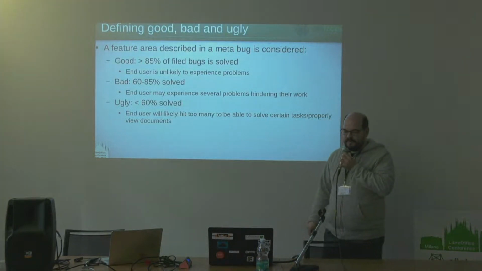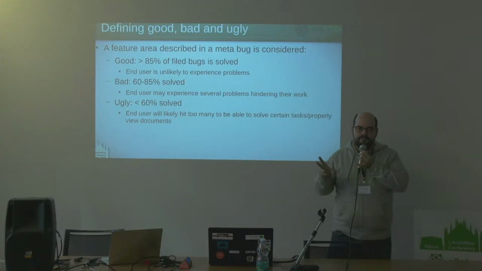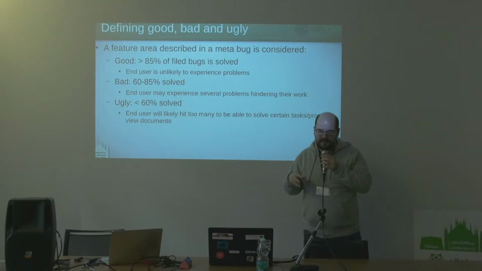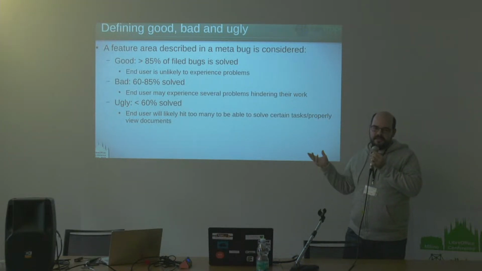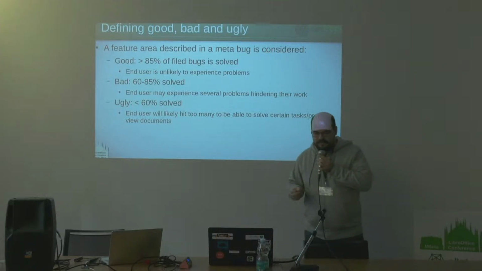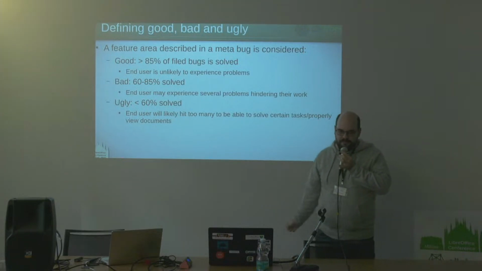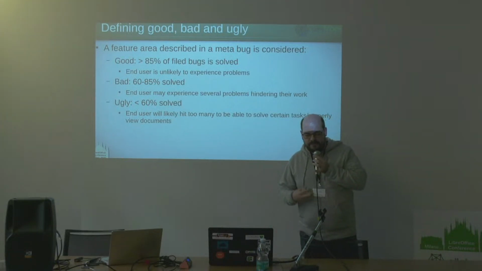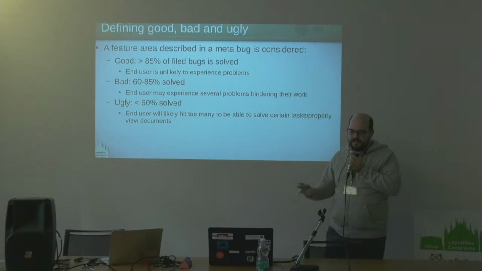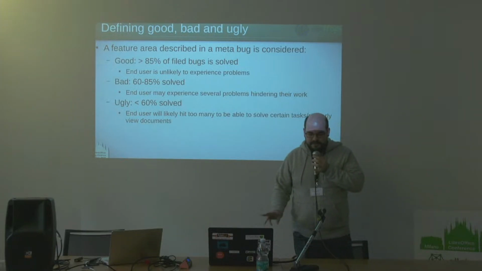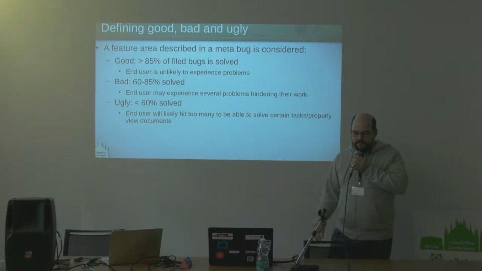Next slide. What is good, bad, and ugly? Let's say we have a meta bug which covers an area of feature in LibreOffice. Let's say paragraph in docx. I consider the current state of that feature good if the ever reported filed bugs are mostly solved, so above 85%. It's bad if it's between 60 and 85, and it's ugly if it's below 60.